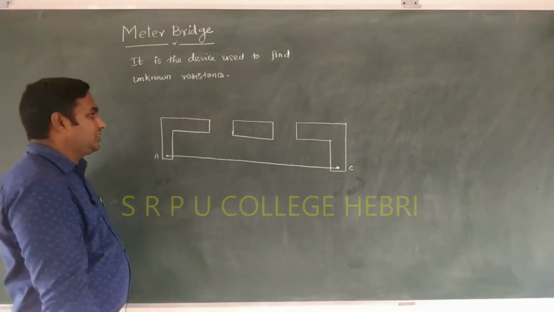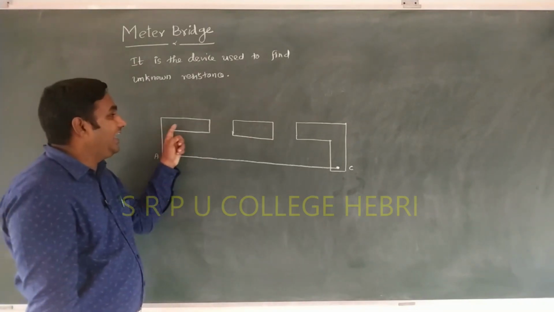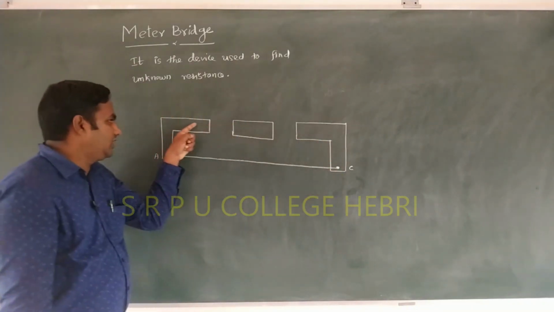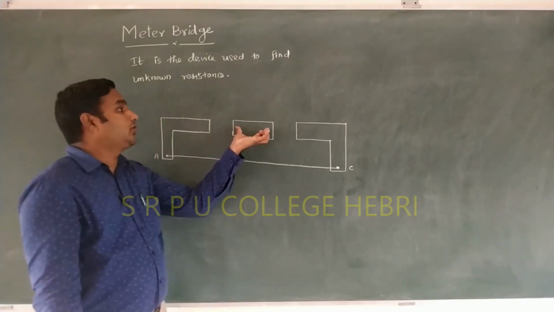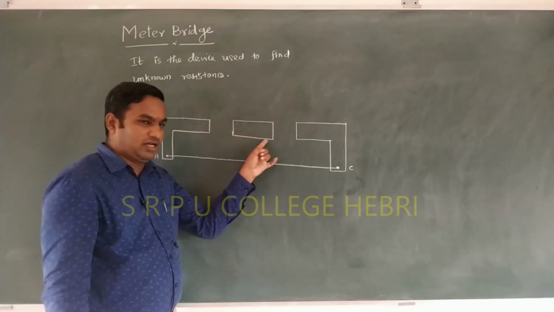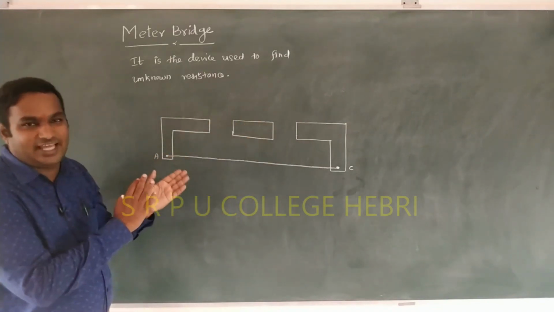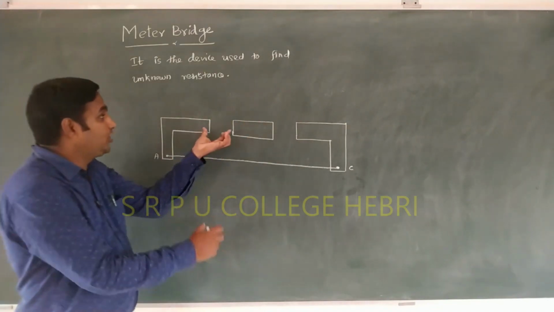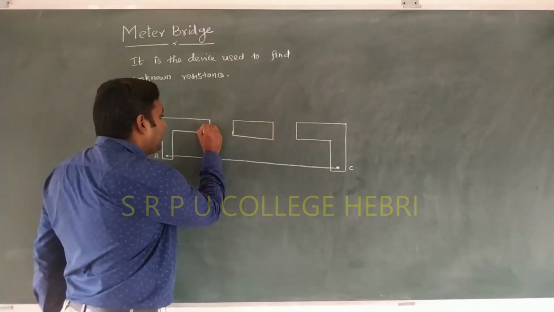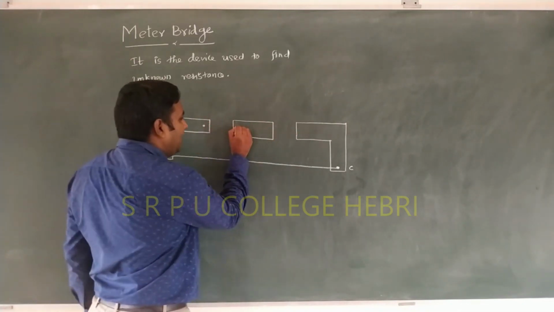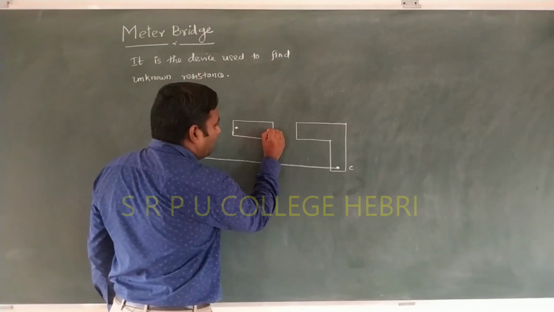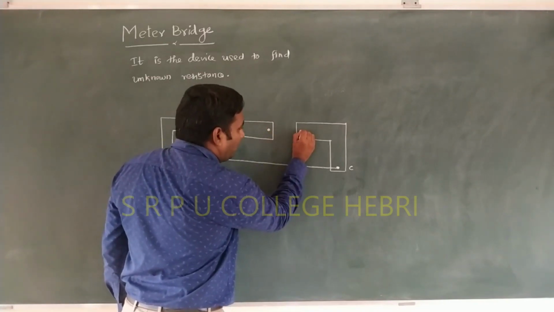Again, in this setup, as I already told, there will be two L-shaped metal strips. In between them, it contains one more strip like this. It contains two gaps, one we call the left side and the other the right side. There will be two gaps like this. I consider this one point, another point, one more point, and one more point like this.